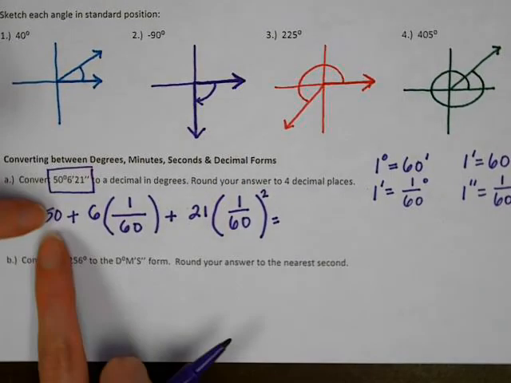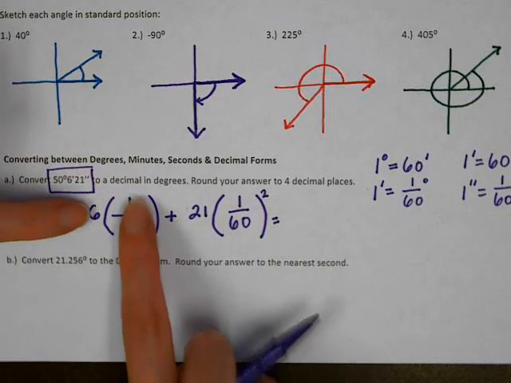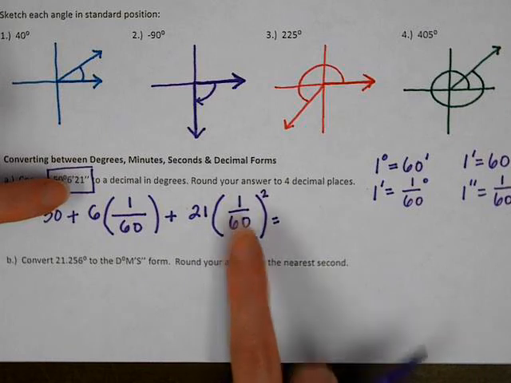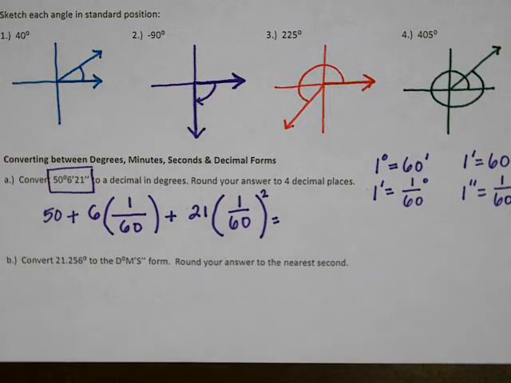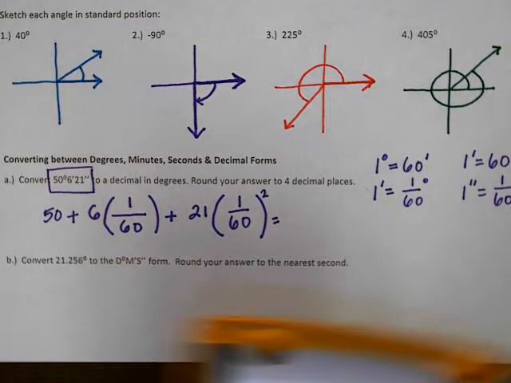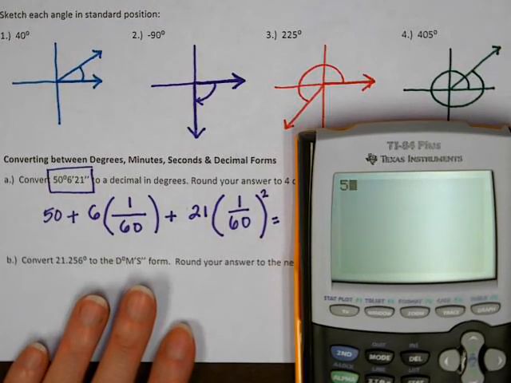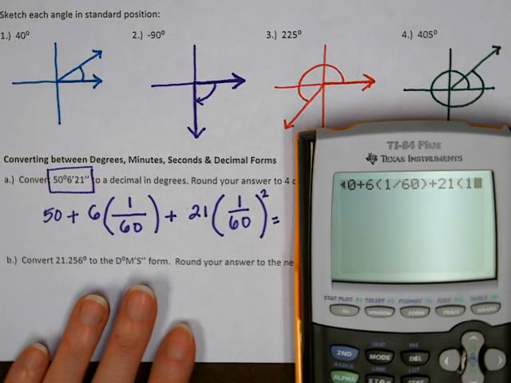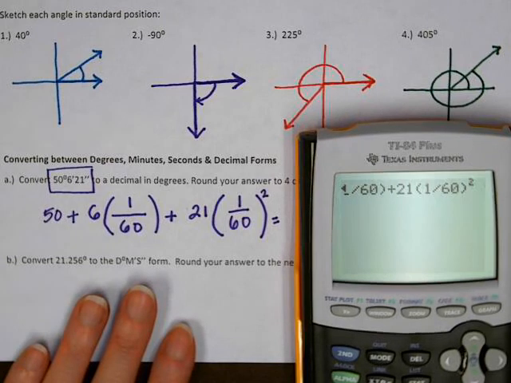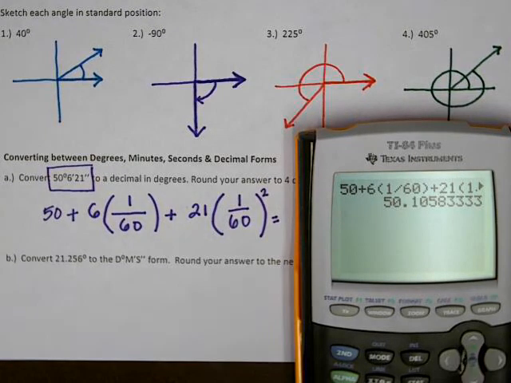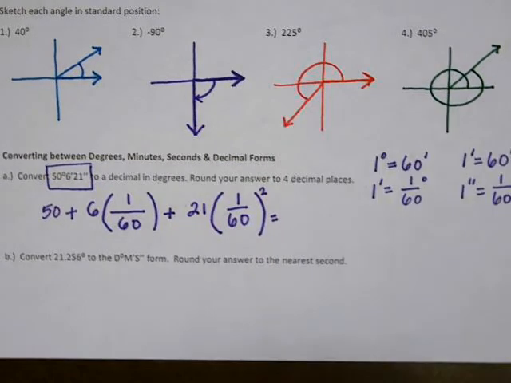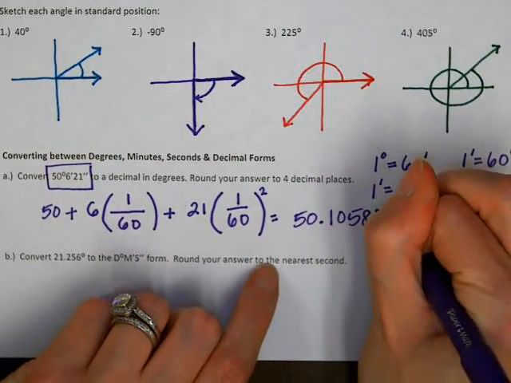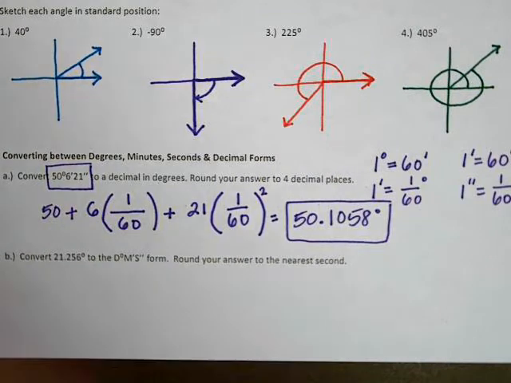Okay, so it's the full 50 degrees. 6 minutes is 1/60th of a degree. 21 seconds is 1/60th times 1/60th of a degree. So that's why I squared it. And then this you guys can just type in the calculator. All right, so it's 50 plus 6 times 1 over 60 plus 21 times 1 over 60 squared. And then it says round to 4 decimal places, so we can put 50.1058 degrees. Okay, so written as a decimal.